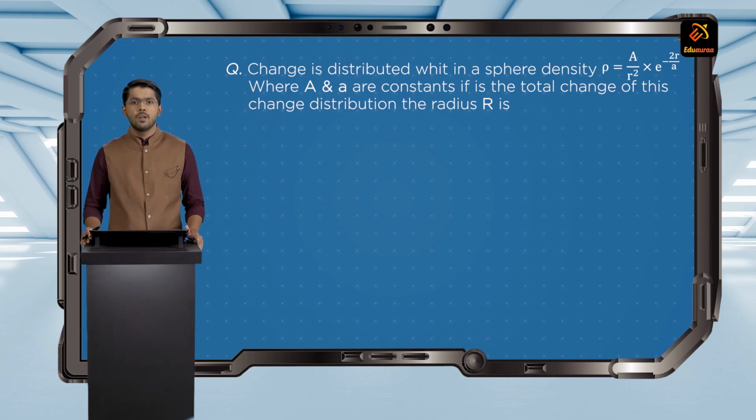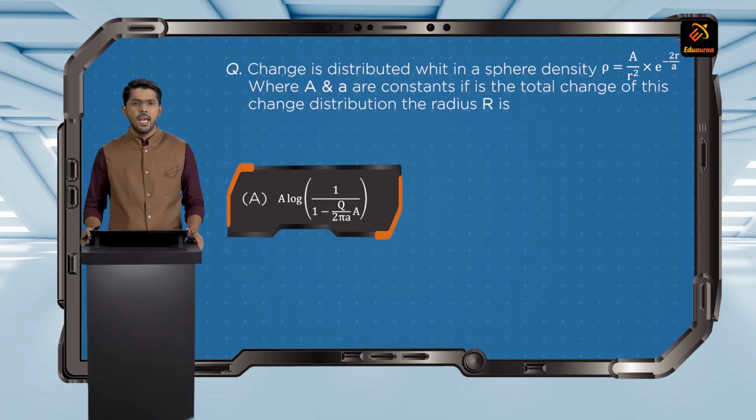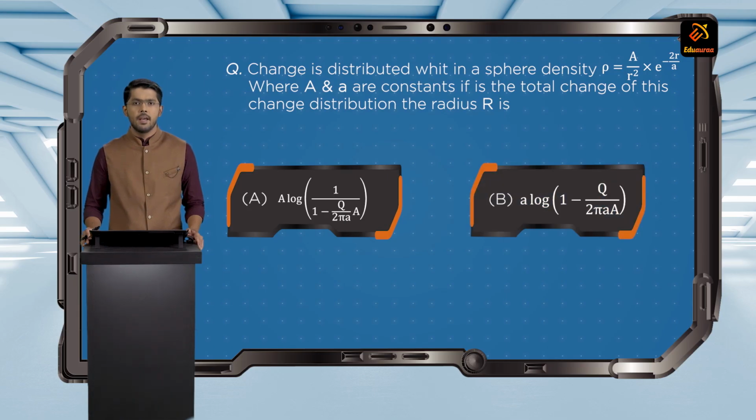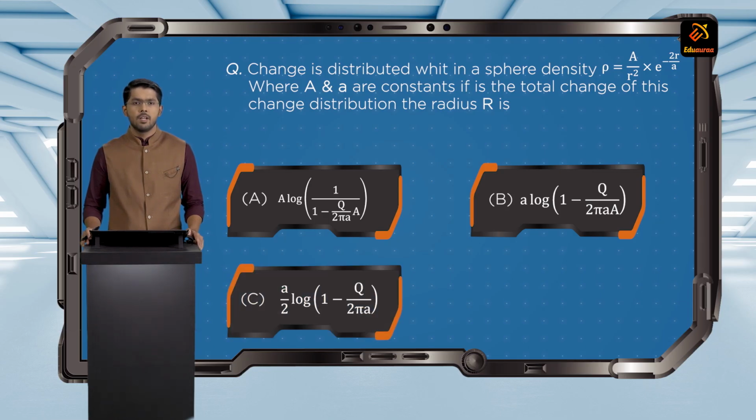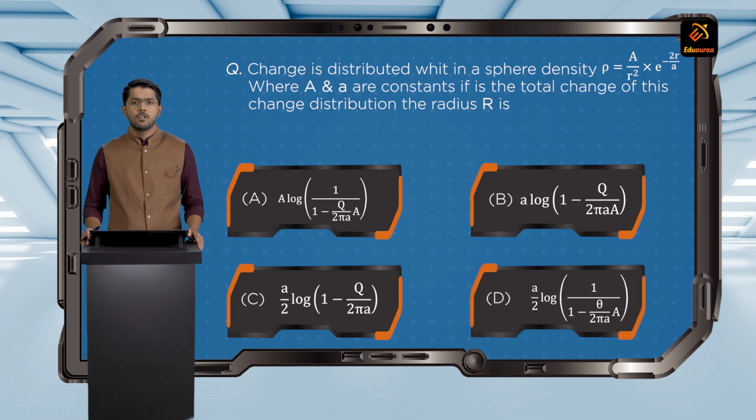If Q is the total charge of this charge distribution, the radius R is: option A, a log of 1 upon 1 minus Q by 2 pi a capital A. Option B, a into log of 1 minus Q upon 2 pi a capital A. Option C, a by 2 into log of 1 minus Q by 2 pi a capital A. Or option D, a by 2 into log of 1 upon 1 minus Q by 2 pi a capital A.